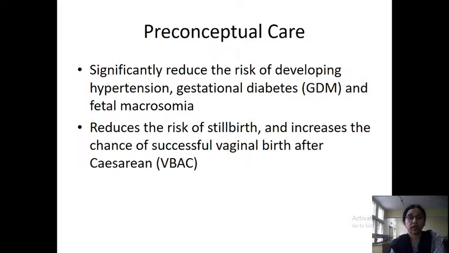And then what are the advantages of weight loss even before they conceive? Various studies have shown that it significantly reduces the risk of antenatal complications like hypertensive disorders of pregnancy, gestational diabetes mellitus and fetal macrosomia. And not only that, it reduces the risk of stillbirth, and in case a woman opts for a vaginal birth after a cesarean section, there is an increased success rate of vaginal birth after cesarean section. So these are the advantages of losing weight even before she conceives.